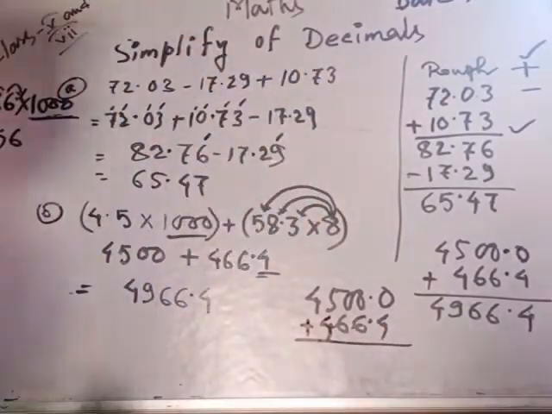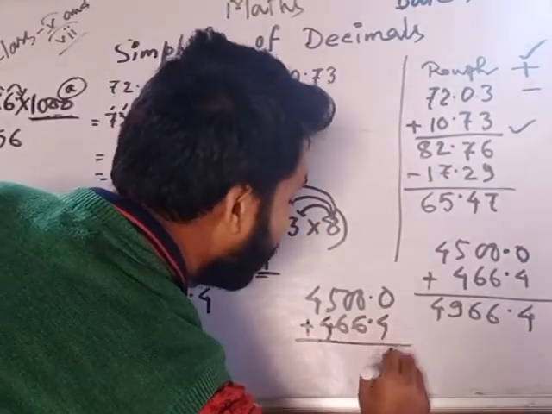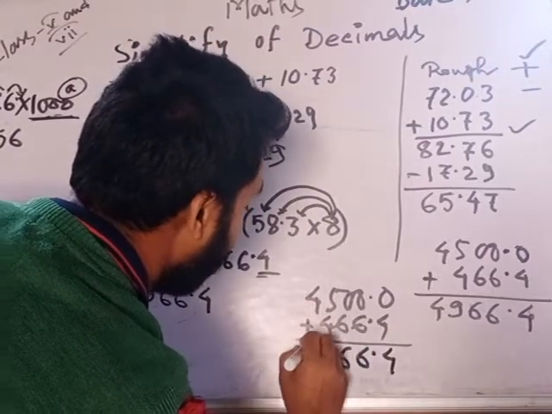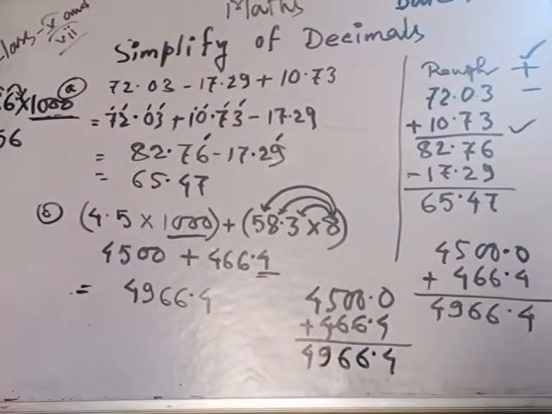Now we should add the numbers. 0 plus 4, that is 4. Point is in here. 6, 6, 5, 9, 4. That means we should get the result. Okay.